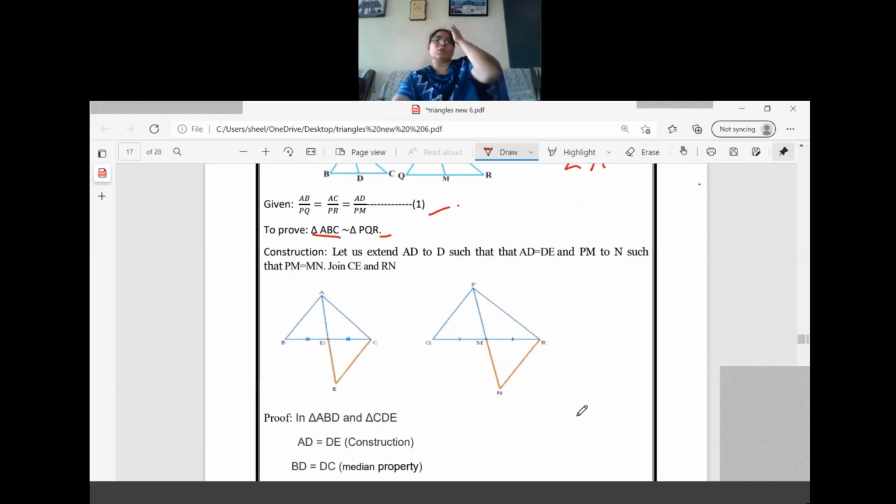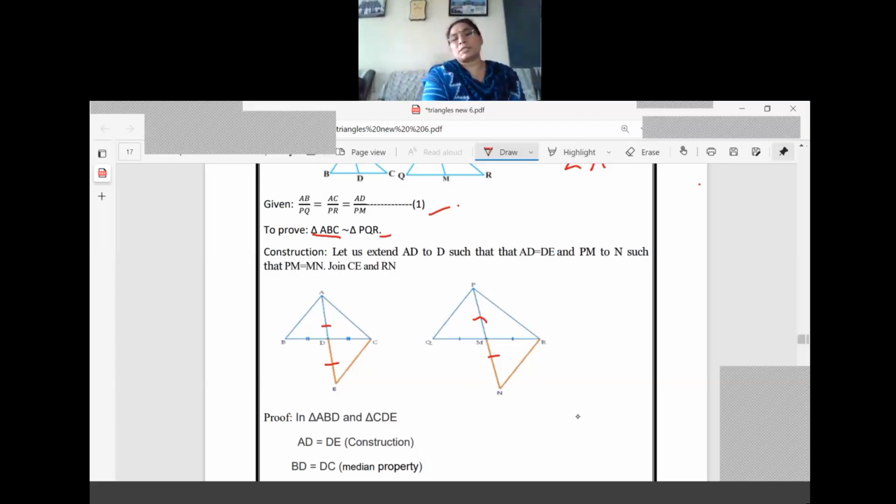AD is extended to E such that AD and DE are equal, by construction. Similarly, PM and MN are equal on this side. Here also we are extending PM to N such that PM and MN are equal. AD is extended to E such that AD and DE are equal. Now what is the next? Join CE as well as RN. So we have to join this, as we had done in the color change.